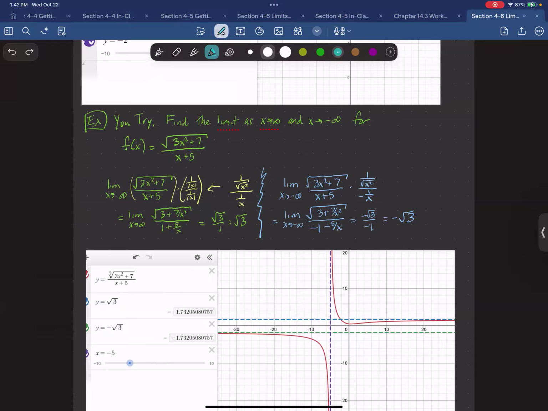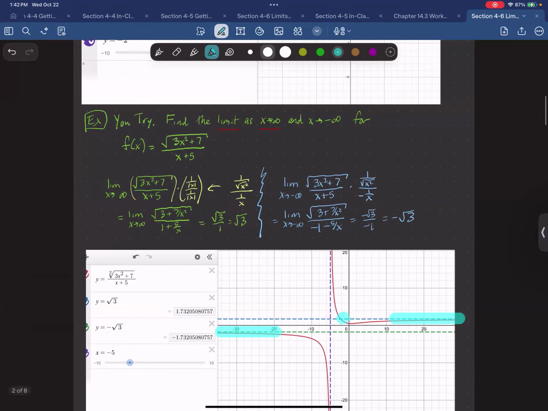If we take a look at the graph, we get this. We do see that it goes towards the asymptotes as we're going towards them. But you can cross a horizontal asymptote, but you can't cross a vertical asymptote.